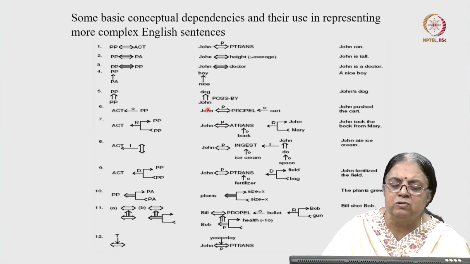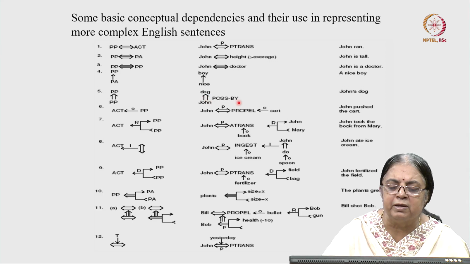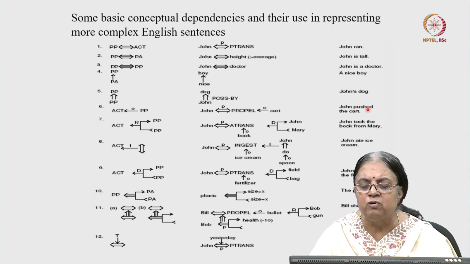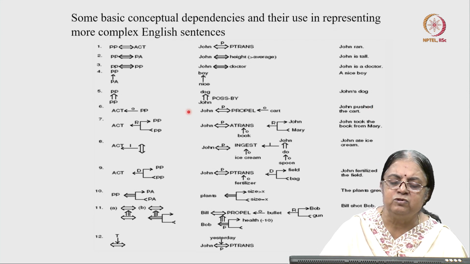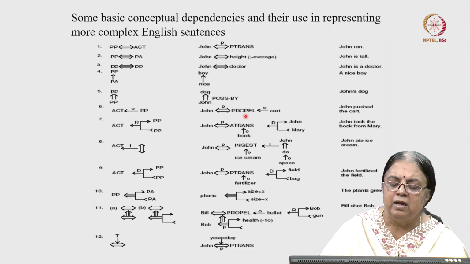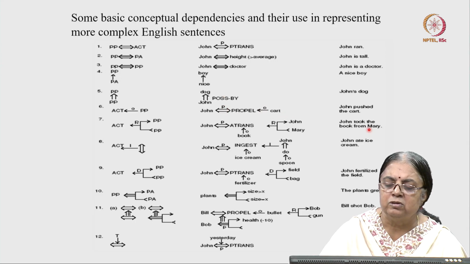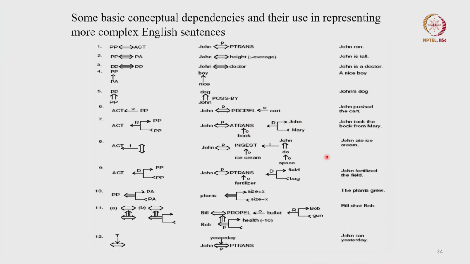John's dog. So, you have John and you have the dog, and you have this arrow which says possessed by, right. The next one is John pushed the cart. So, you have John, so he used propel, okay, with the past tense, and what was the object? It was the cart. John took the book from Mary, right. So, you have John and you have A trans, and the object is the book, and it goes from Mary to John. So, Mary gives the book to John, and John is the recipient of that.